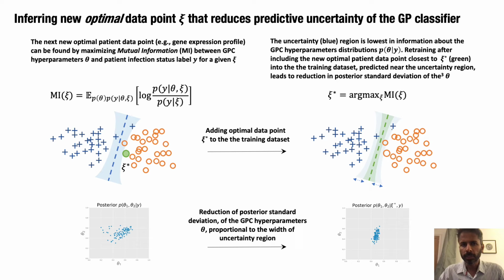Now, furthermore, mutual information also predicts these optimal data points close to the uncertainty region. And now, if the new data points from patients are acquired closest to these optimal data points, then this would automatically lead to reduction in the standard deviation of the posteriors as shown in the bottom two panels. Now, therefore, instead of maximizing marginal likelihood, which is traditionally done for Gaussian process classifiers, we can maximize the mutual information and use that to predict these optimal data points at the same time. And at the same time, we can also find the posteriors of the hyperparameters.